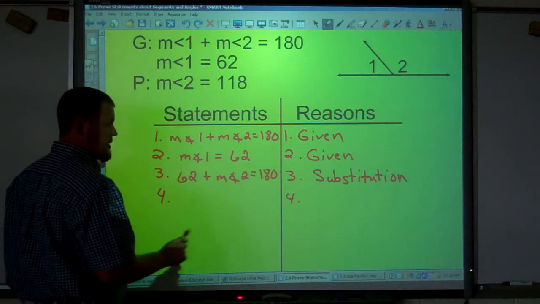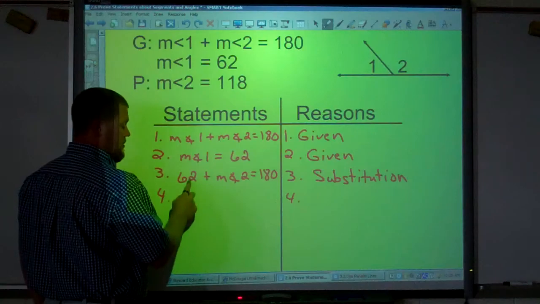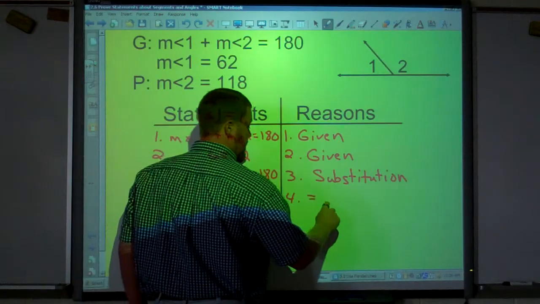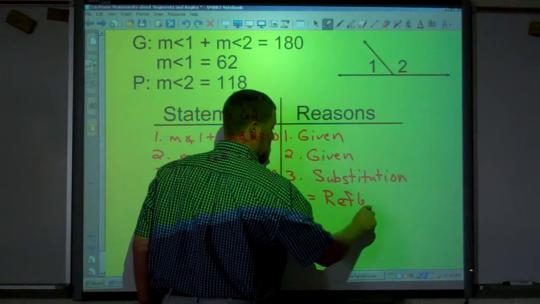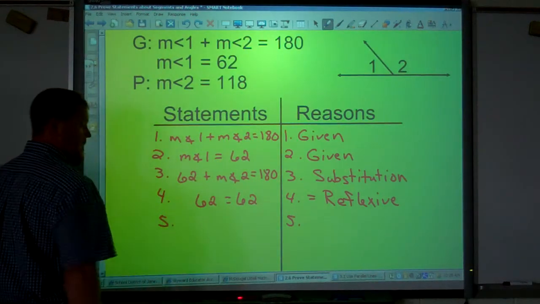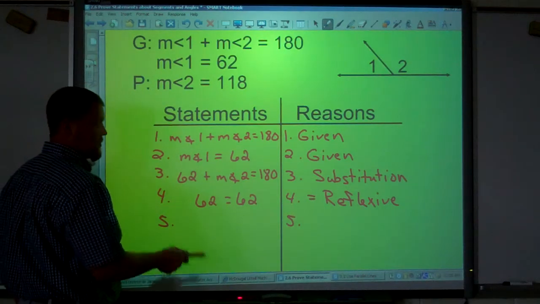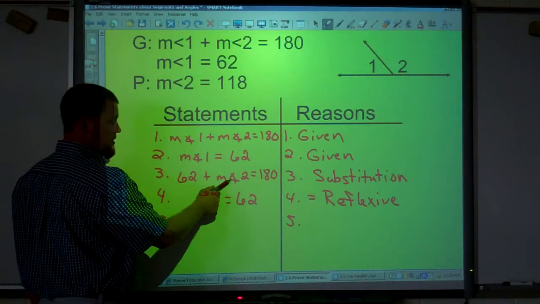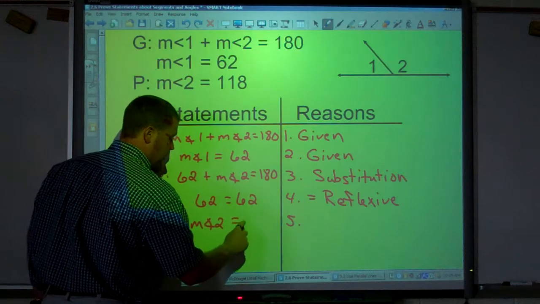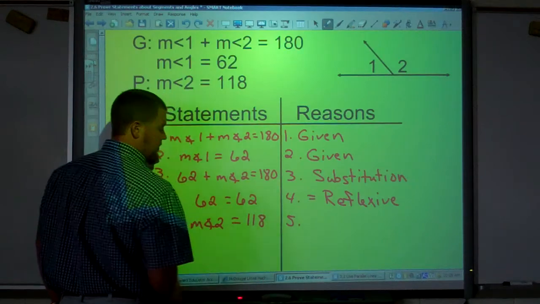Now, remember, I'm your mean algebra teacher. You got to show all your steps. So what's the next thing we're doing here? We're getting rid of 62. So 62 equals 62. A number equals itself, equals is reflexive. Now you got to ask yourself, self, what am I doing with that 62? We're subtracting, right? So 62 plus the measure of angle 2 minus 62, we're left with the measure of angle 2. 180 minus 62, we're left with 118.